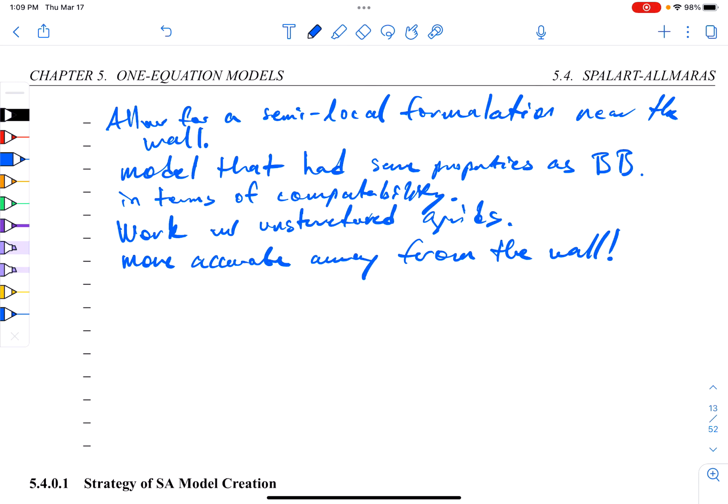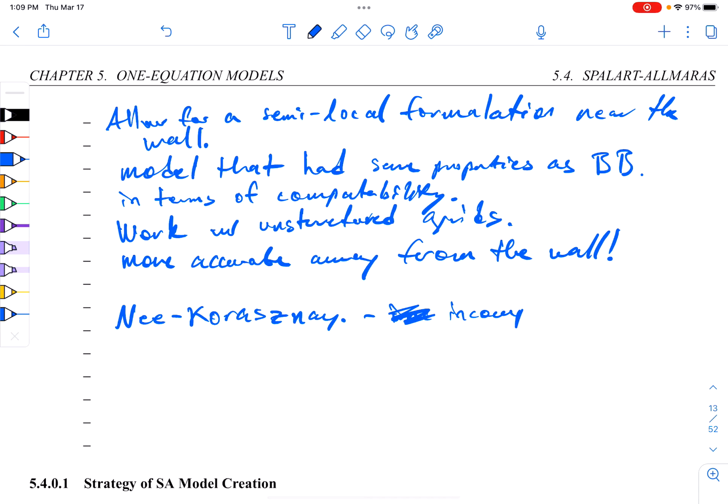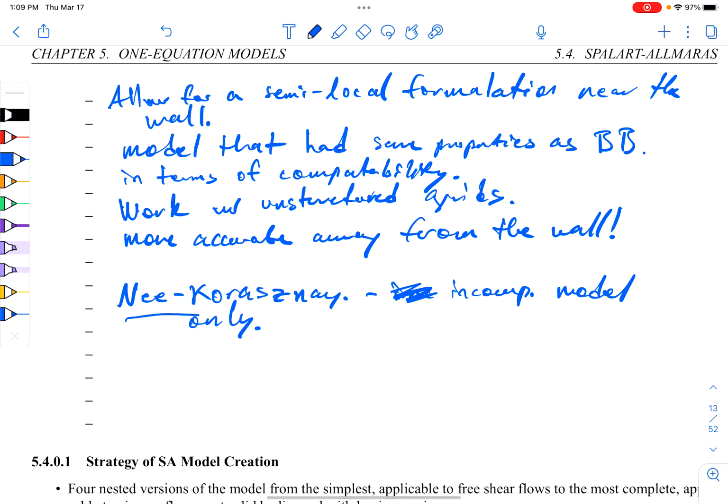And I should note that there's a paper that at least motivated them beyond the Baldwin-Barth model, and it's by Ni, Karaz, and I think this was an incompressible model. This is mentioned very briefly in their paper, and I have not reviewed this model myself. It's probably something on my to-do list to check out.